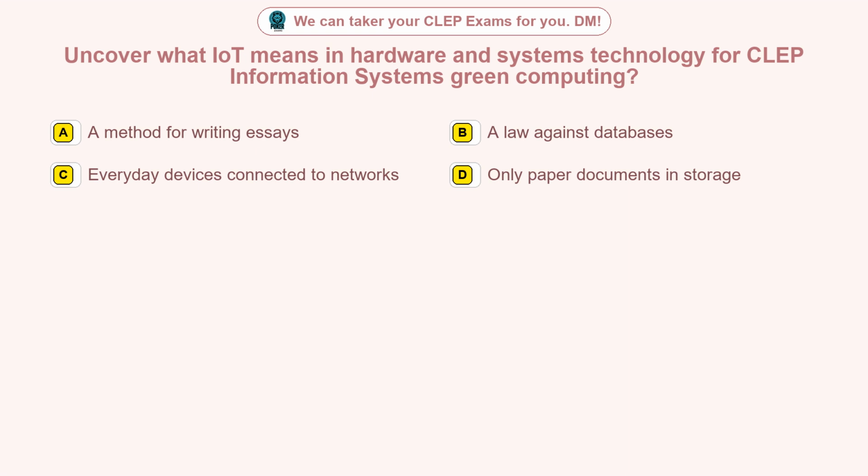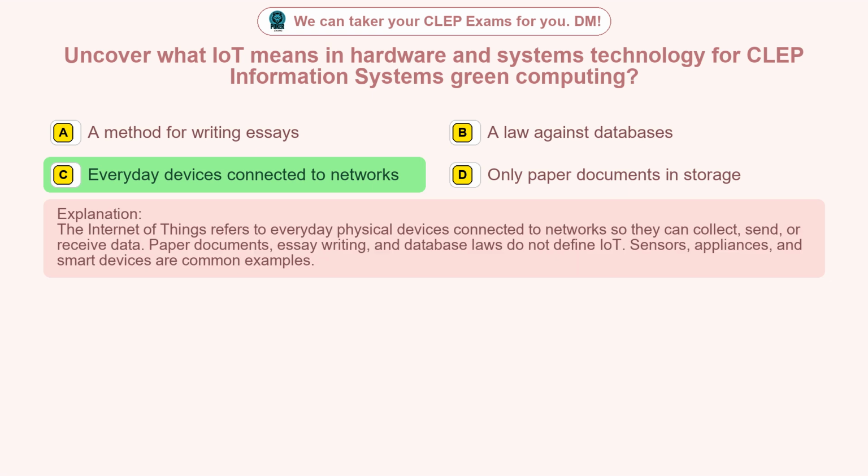Option A. A method for writing essays. Option B. A law against databases. Option C. Everyday devices connected to networks. Option D. Only paper documents in storage. The correct answer is option C. Everyday devices connected to networks.